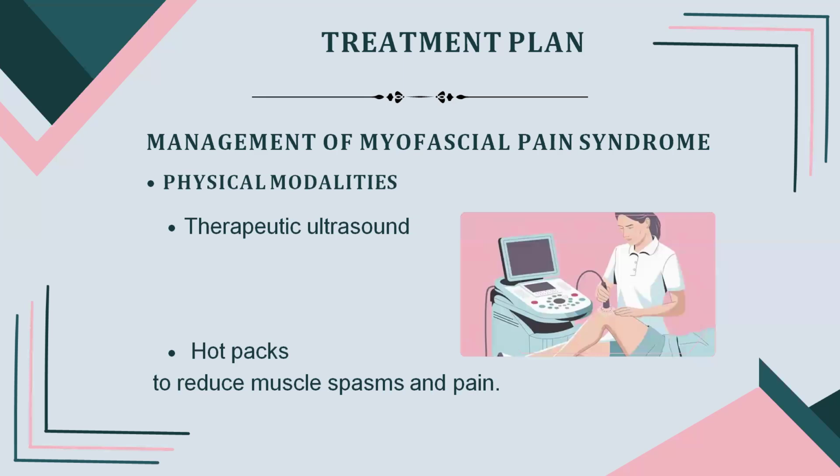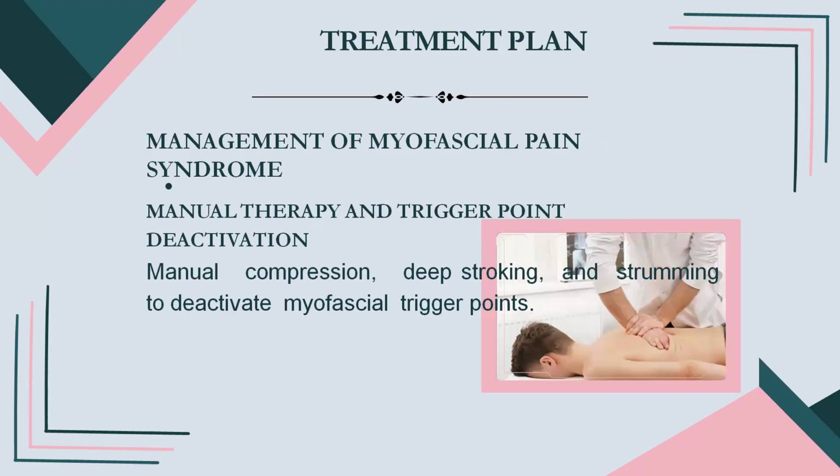So, let's move on to the treatment plan. How can we manage the myofascial pain syndrome? In physical modalities, we can use therapeutic ultrasound and hot pack to reduce muscle spasm and pain. Manual therapy and trigger point deactivation. It includes manual compression, deep stroking, and strumming to deactivate myofascial trigger points.